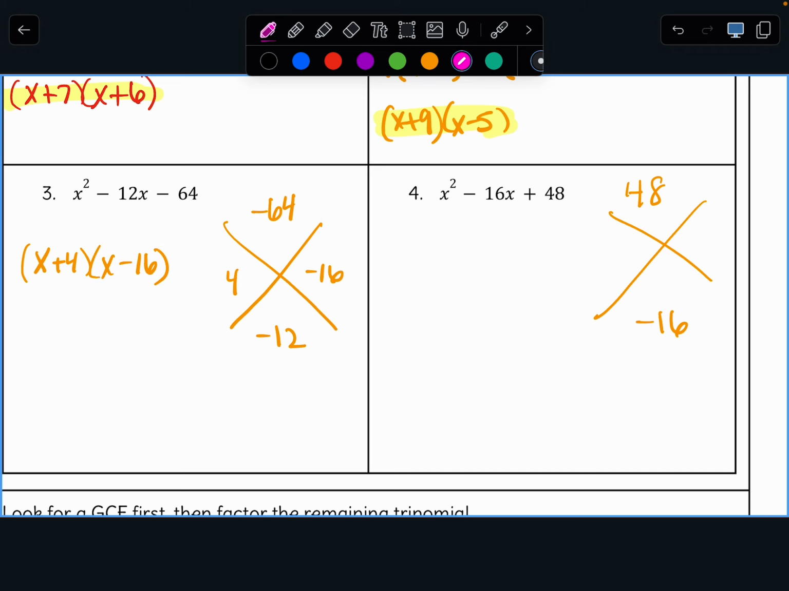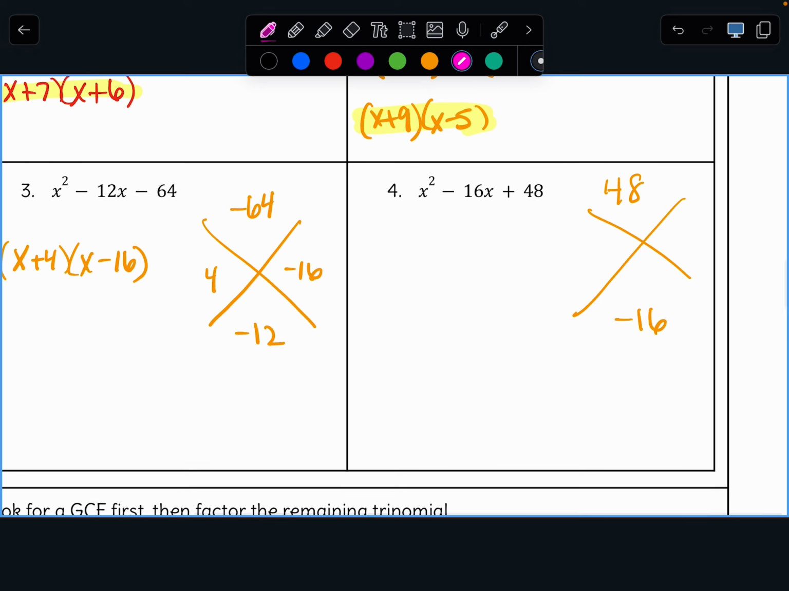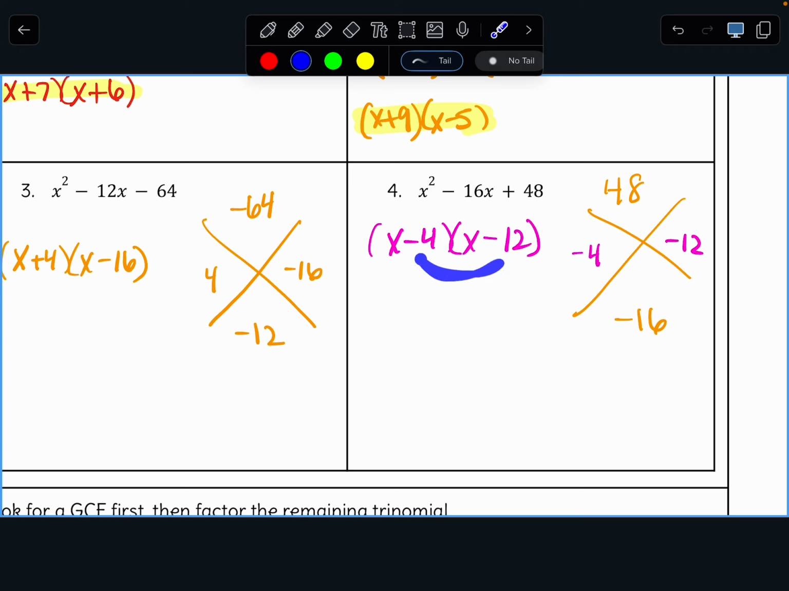Okay? How about 48 and negative 16? 4 and 12, and they both need to be negative. So I have x minus 4, x minus 12. When I add these, that's negative 16, and when I multiply them, that's positive 48.